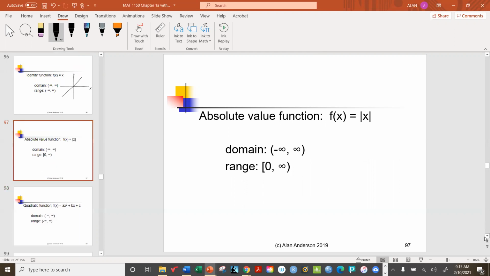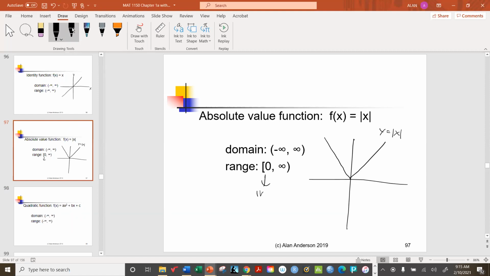Oh, absolute value. Remember this one? It's a big V. Well, all right. I didn't get it just right. They're supposed to have the same slope on either side, which is 1, by the way. Now that's a little bit better. And now here, the only constraint is that the y can never be negative. So the range is 0 up to positive infinity, including 0. And you can tell just by looking at it, there's no y values down here.